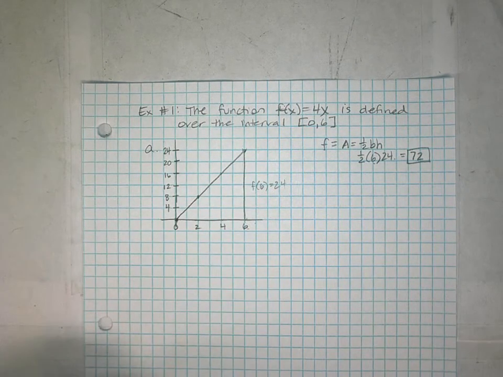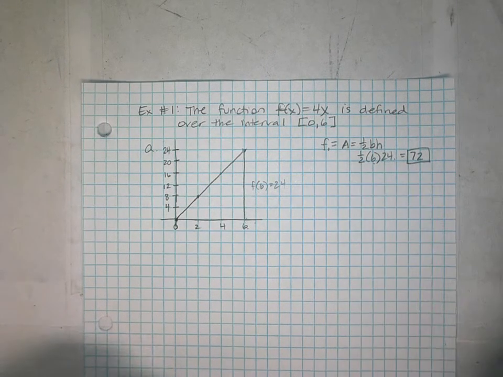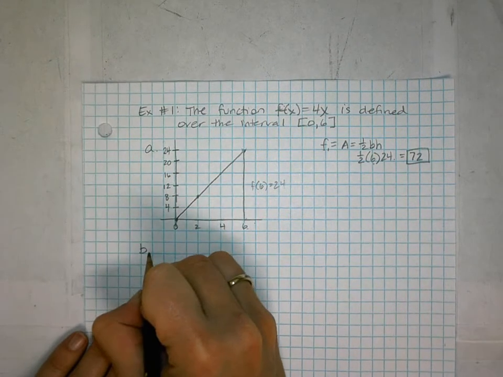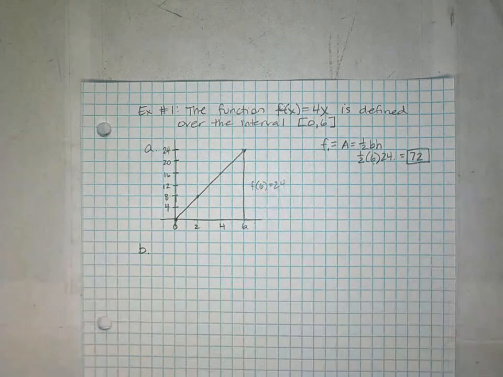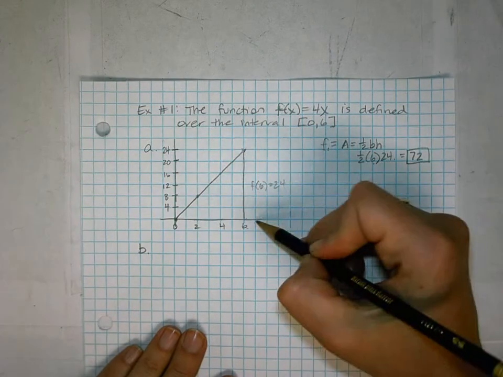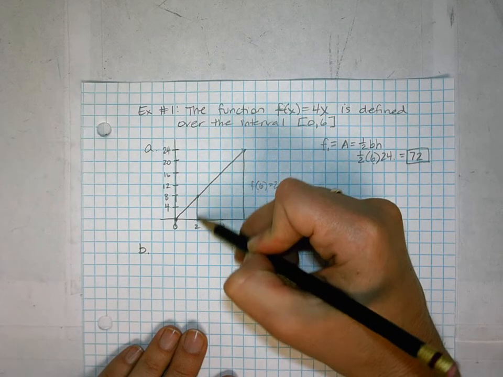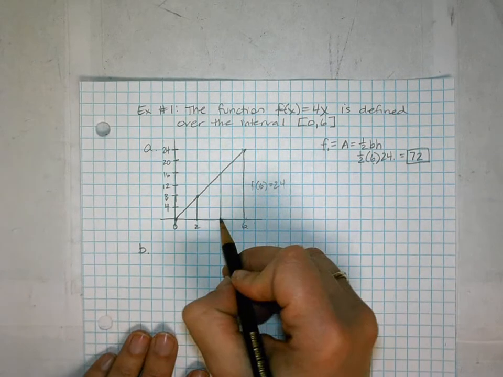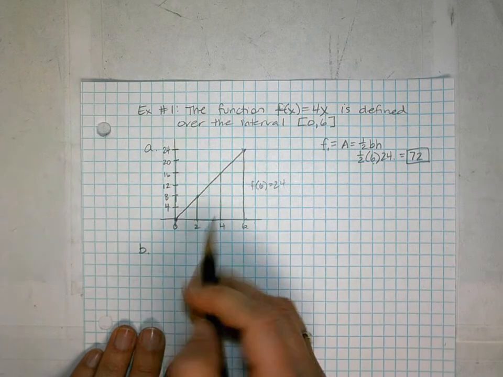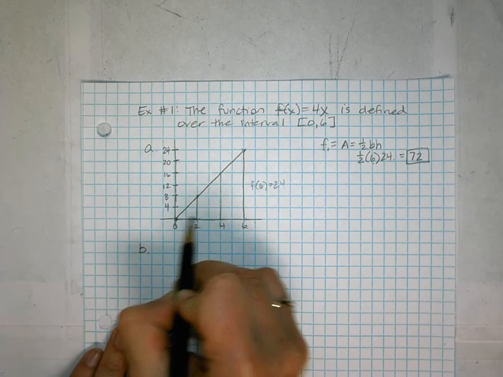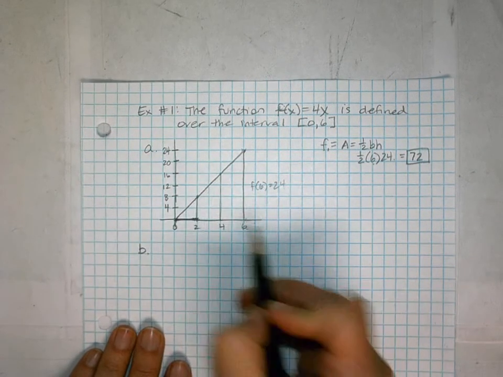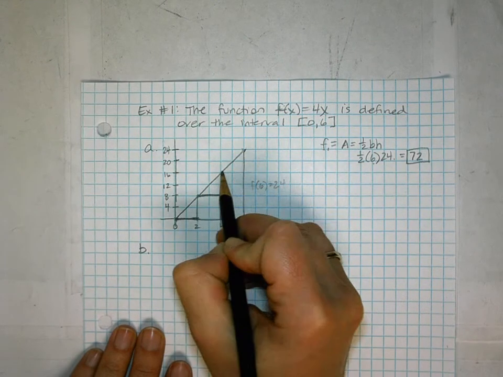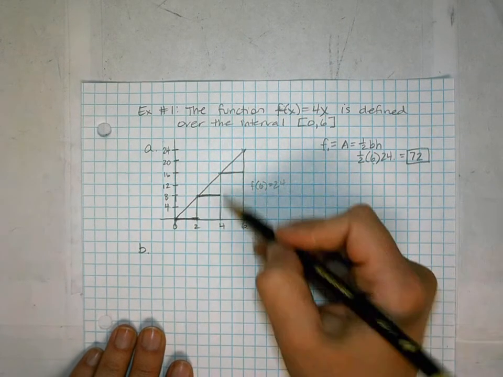I don't want to keep any answers from you. So the first thing they ask us on approximating is to break it up into 3 subintervals, meaning 3 equal parts. Well, 6 divided by 3 would be 2. So I'd make a subinterval here. Now they want me to do this with left endpoints. Here's my first interval, my second interval, my third interval. And I'm asked to find the area of this.